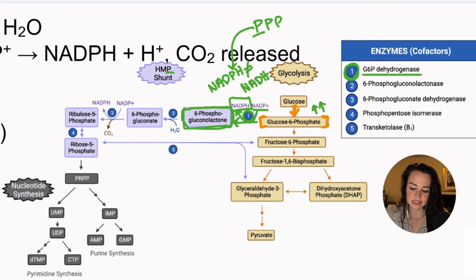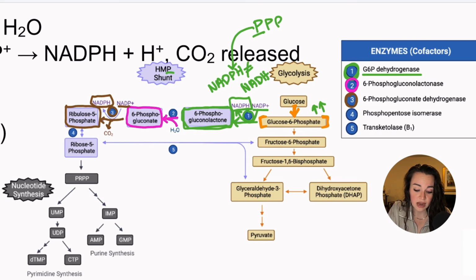Then we're going to take that 6-phosphogluconolactone, combine it with some water, and turn it into 6-phosphogluconate via the enzyme 6-phosphogluconolactonase. And then once we've made that 6-phosphogluconate, we can use enzyme 3 over here, which is called 6-phosphogluconate dehydrogenase, to form ribulose 5-phosphate. And this is another step that's going to load electrons onto NADP plus and form NADPH. So now we've had two different NADPH producing steps. And additionally, this step is going to spit out some CO2 as well.